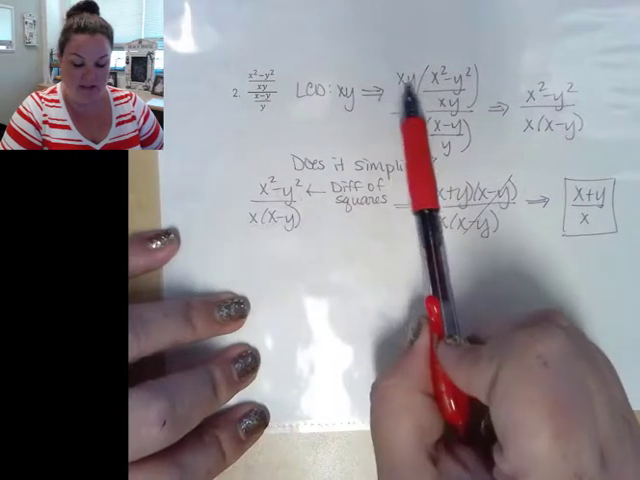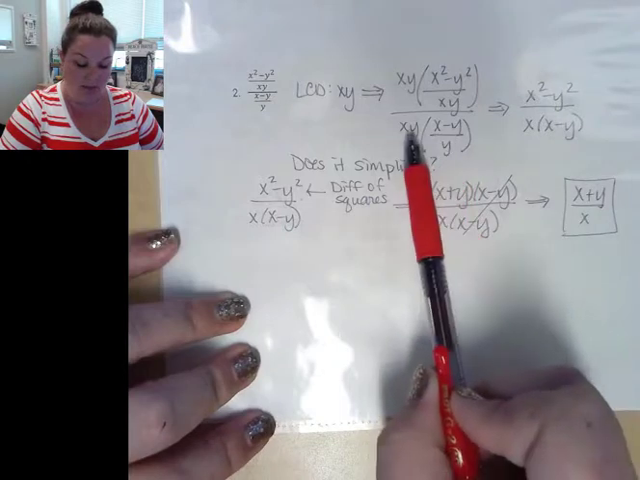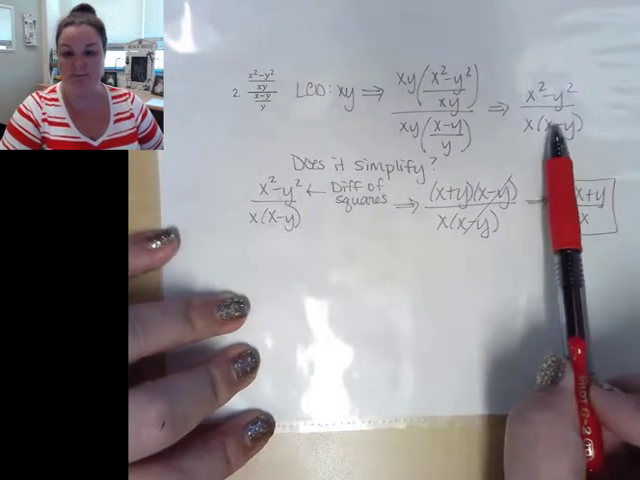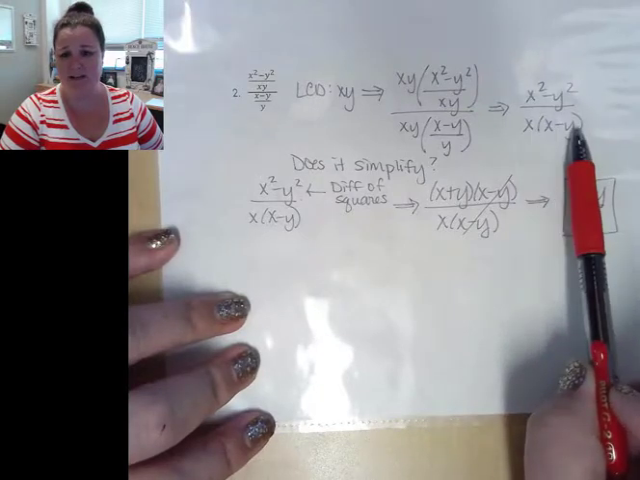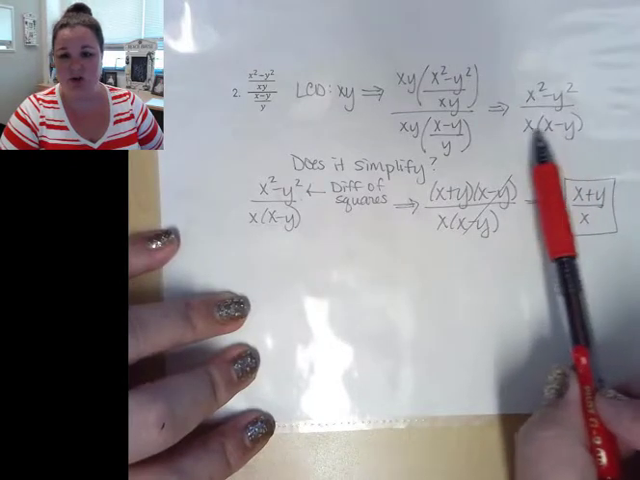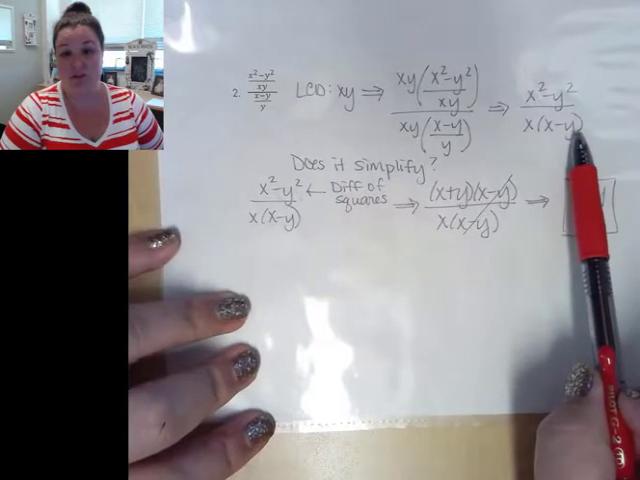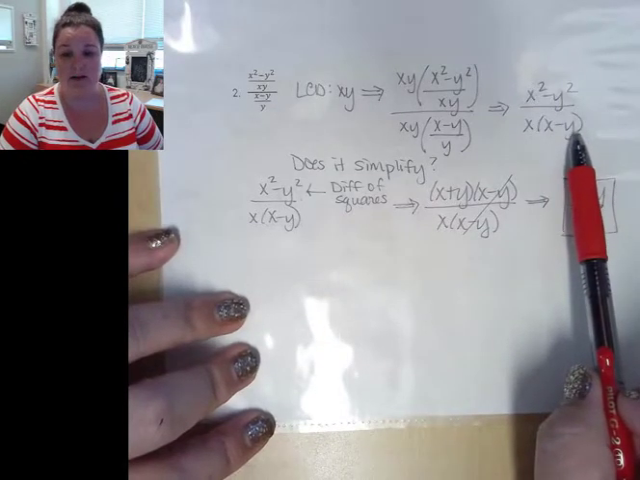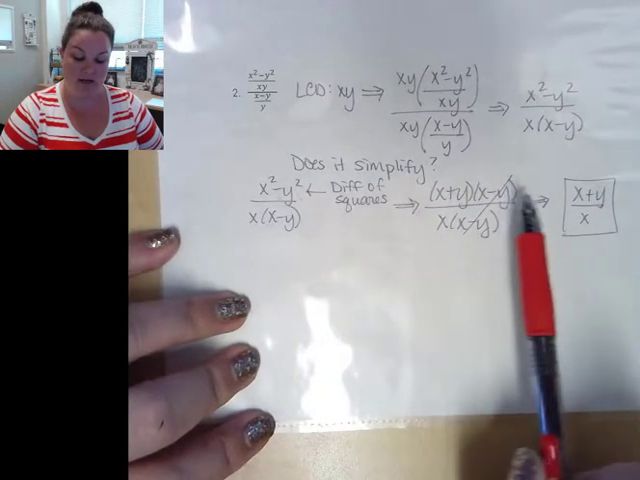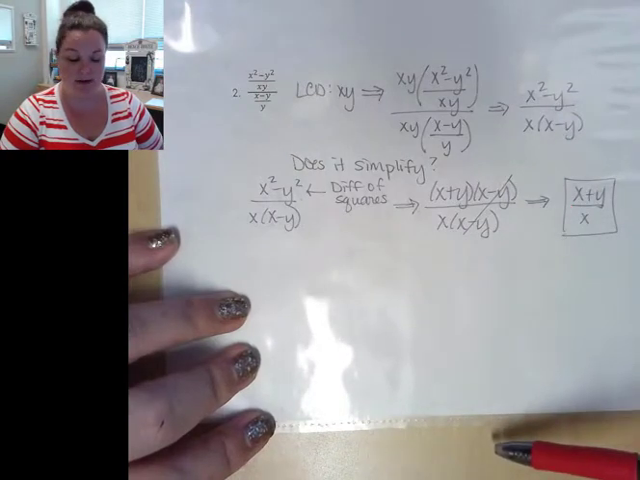Okay. When I do that, my xy's will cancel. I'm left with x squared minus y squared on top. On bottom, my y's cancel, and I'm left with x times x minus y. And I did not multiply it because my next step is to factor and see if I can reduce. So since it's already written factored here, we don't need to distribute the x, right? Because then we would just end up pulling it back out as the greatest common factor. On top, we have a difference of squares. So again, x plus y times x minus y, and then our x minus y's cancel, all right?